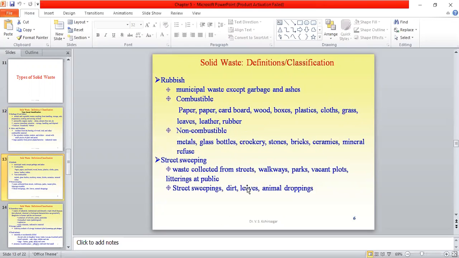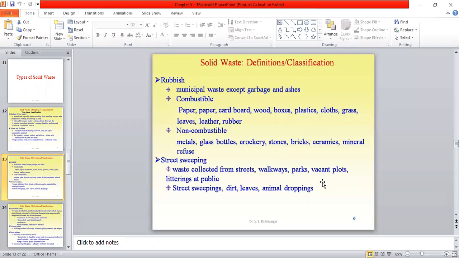The next type is rubbish, the waste which is non-putrescible, generated from the municipal area. It can be considered rubbish waste, which is non-putrescible. It is again classified into two types, combustible and non-combustible. Under combustible: paper, cardboard, wood, boxes, plastic, cloth, grass, etc. And under non-combustible: glass, metal, crockery, stones, bricks, etc. will come under the non-combustible type of rubbish solid waste.